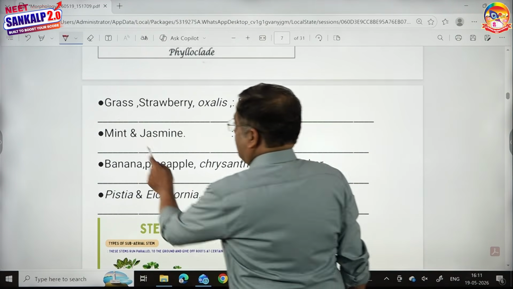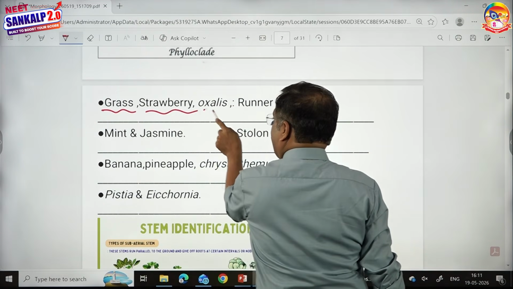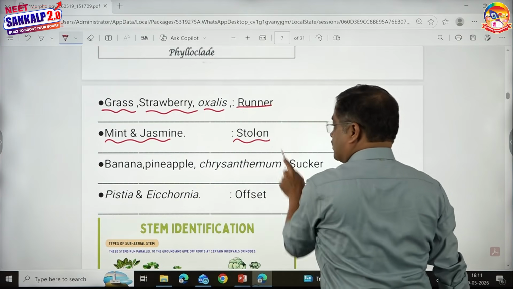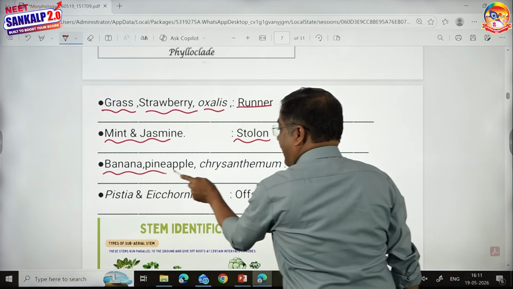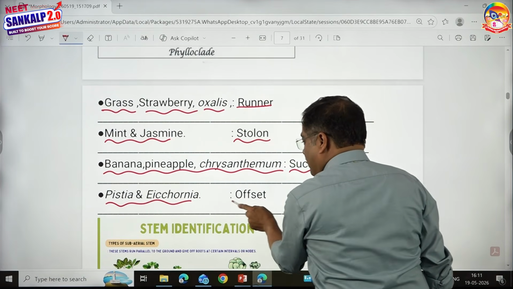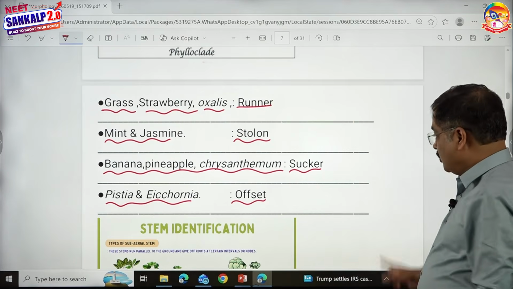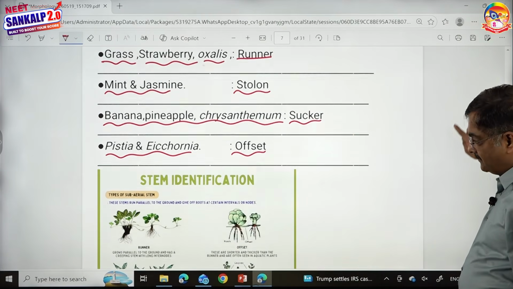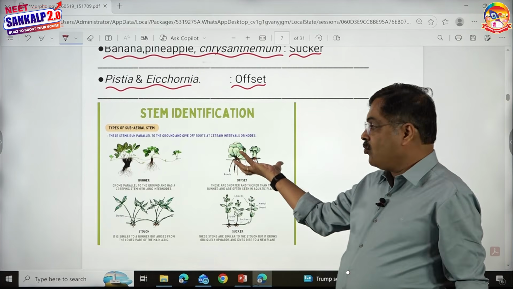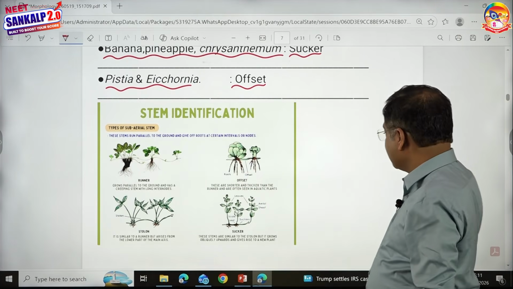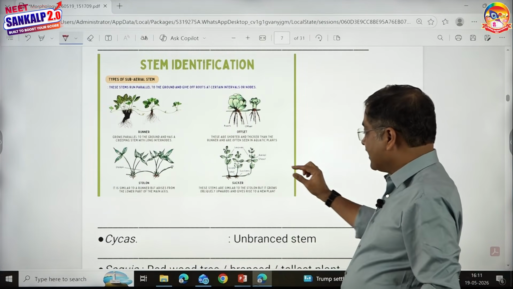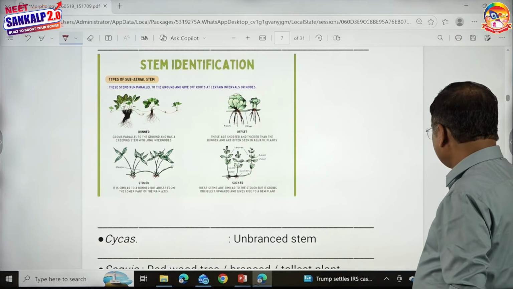All right, then grass, strawberry and oxalis are examples for runner. Mint and jasmine are examples for stolon. Banana, pineapple and chrysanthemum are examples for sucker. Pistia and eichhornia are examples for offset. Those are examples which I want you to remember. I told you offsets are similar to runner except that they have only one internode, rosette of leaves and balancing roots. I told you stolon is an axillary branch bending down. Sucker is an axillary branch moving up.